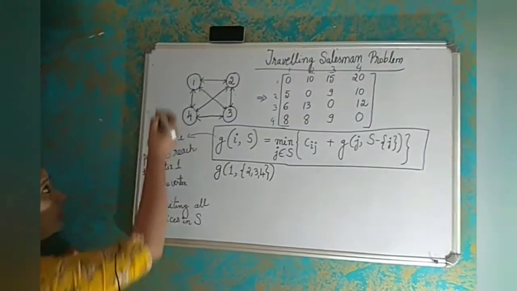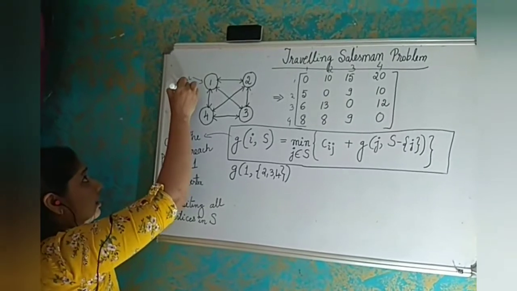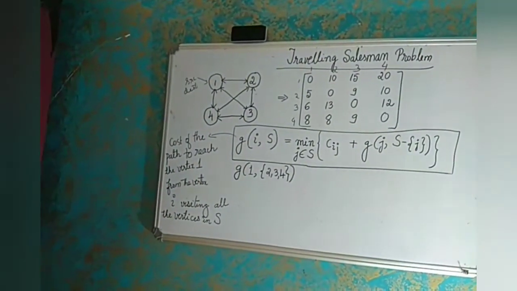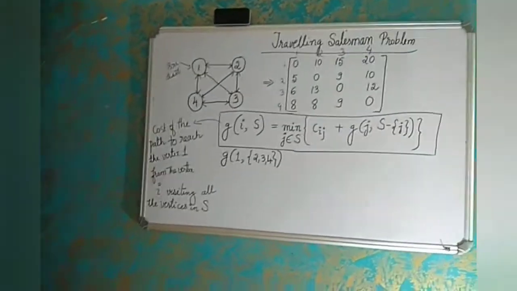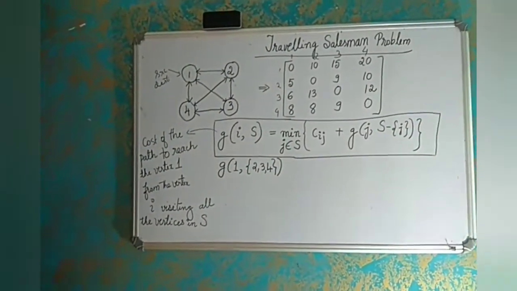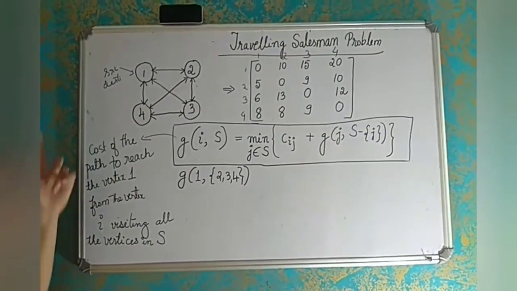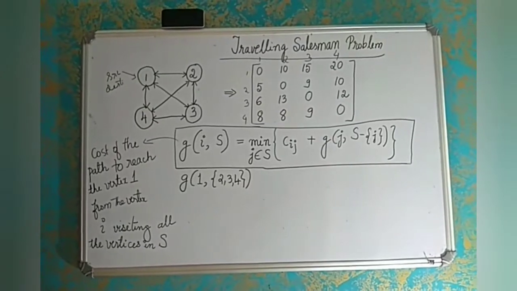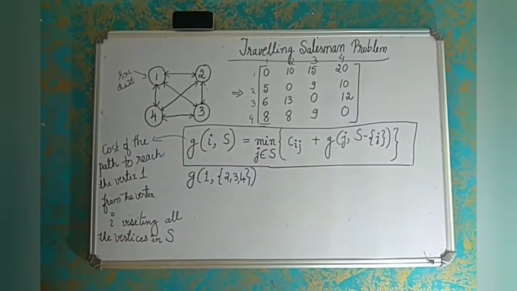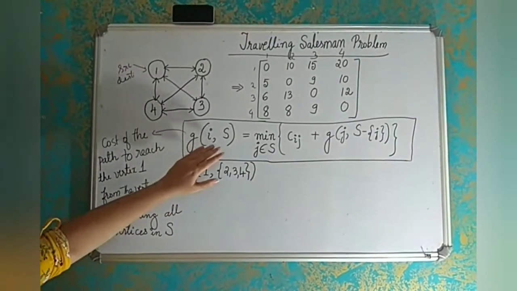So here, source and destination. In this problem, let us assume that the source and the destination are one itself. Anyway, in the traveling salesman problem, source and destination must be the same. So here it is vertex 1. Now how do we find the shortest cost path? For that we have a formula, using which we find the shortest cost path.